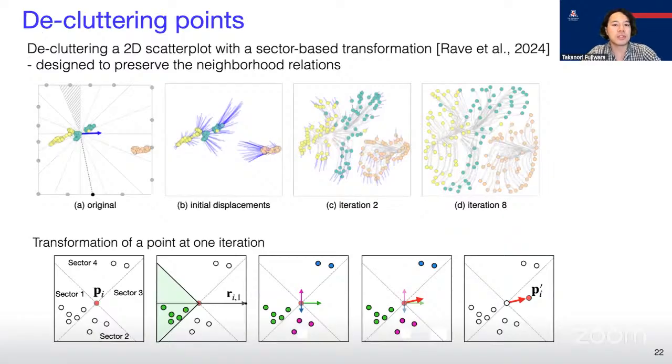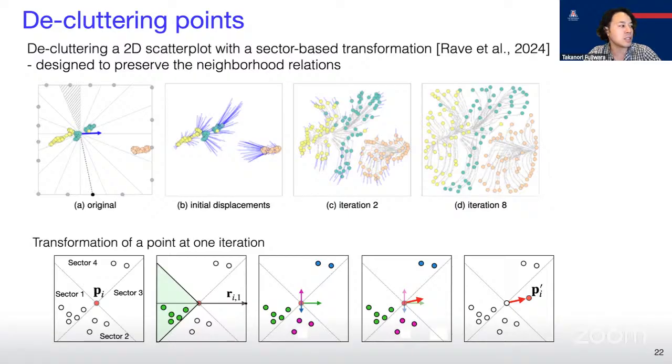So to solve this cluttering issue, we extended a decluttering method developed by Leib et al. Their method can preserve neighborhood relationships while decluttering points. This type of decluttering is achieved by using sector-based transformations. As shown in this top example, we can easily control the decluttering strength by adjusting the number of iterations for decluttering. And the bottom figure shows what happens at each iteration.